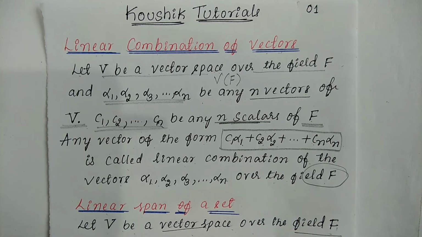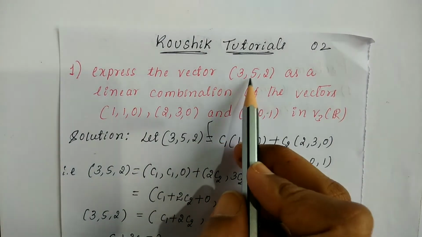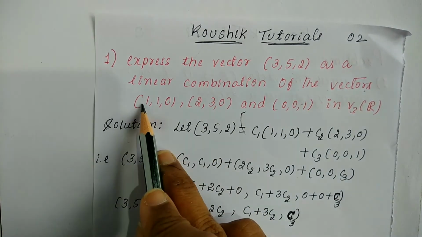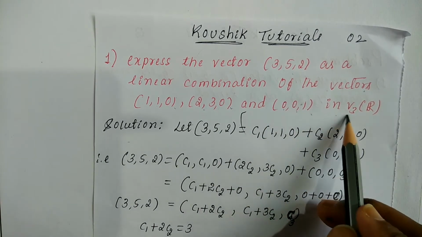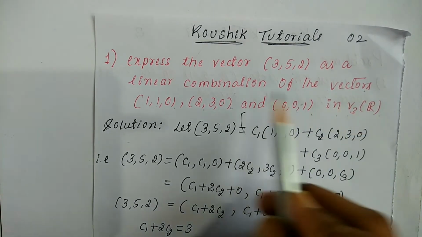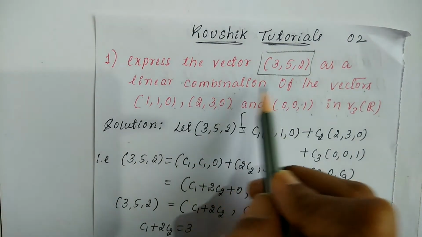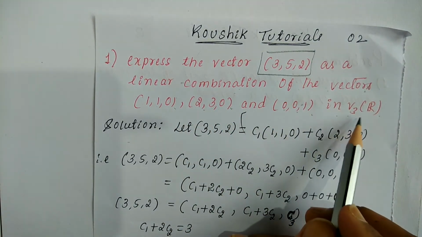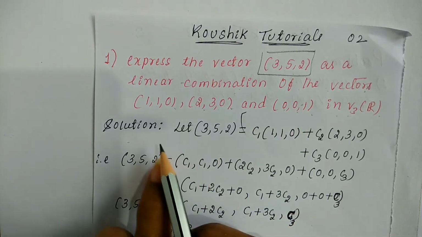So here is the first problem. Express the vector (3, 5, 2) as a linear combination of the vectors (1, 1, 0), (2, 3, 0) and (0, 0, 1) in V3 of R. So this is the question. We have to express the vector (3, 5, 2) as a linear combination of these vectors in V3 of R. Linear combination means scalar times vector, C1 alpha 1 plus C2 alpha 2, like that. So here is the solution.